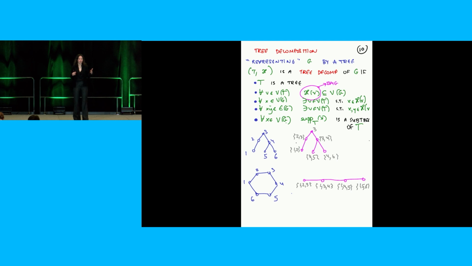Now, the gist of it is we're trying to assign vertices of my favorite graph to vertices of some tree, preserving some information about the graph. Now, here's a tree decomposition that you can always do.